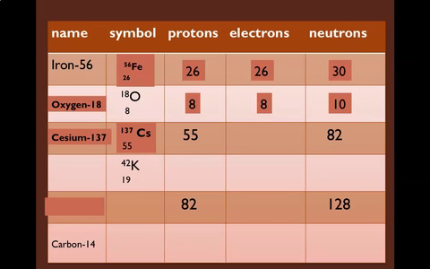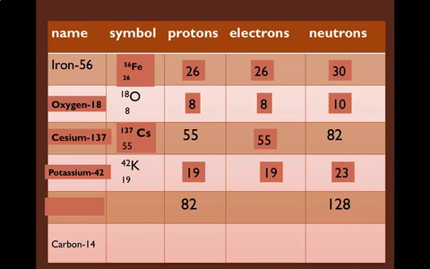My protons are 55, and my electrons have to match. For this next one, I look up number 19 on the periodic table, which is K, and I find that it's called potassium, and then I put my mass number afterwards, potassium-42. My protons match my atomic number, so that's 19. My electrons also match at 19, and I'm going to subtract 42 minus 19 to get my neutrons, and that gives me 23.